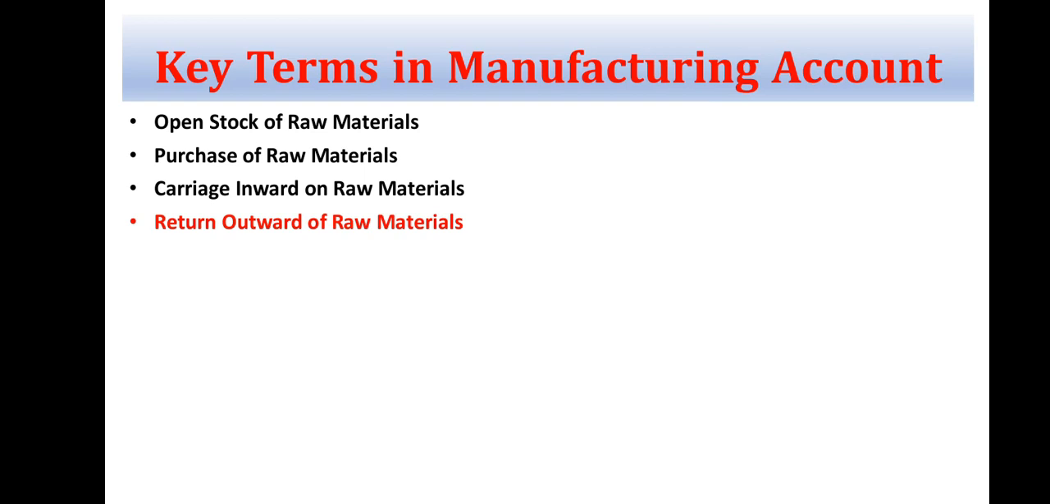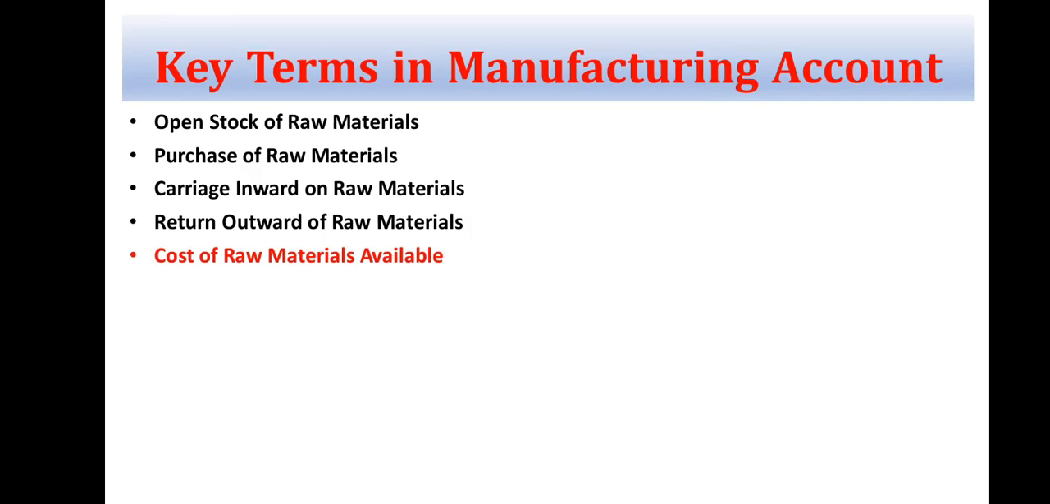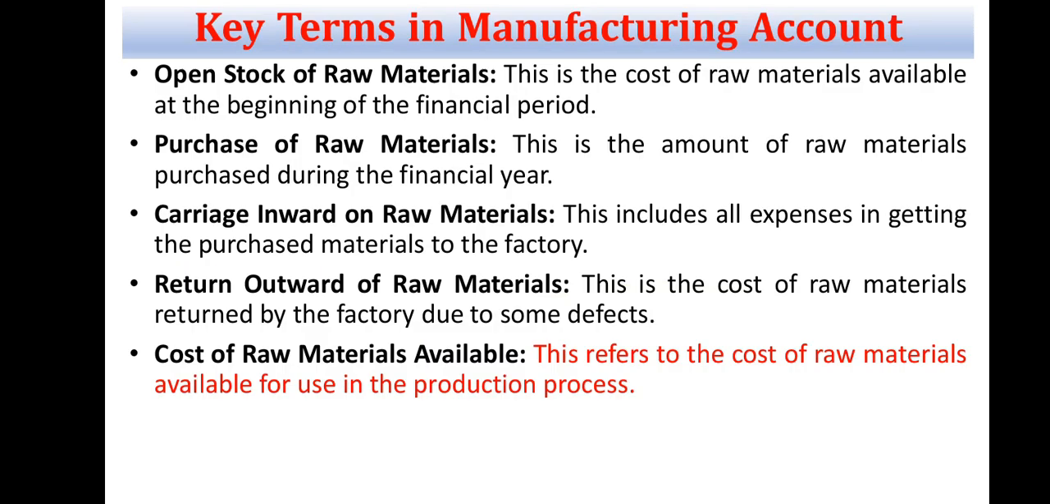So return outwards of raw materials is the cost of raw materials returned by the factory due to some defect, just like I said, maybe expired or damaged in transit, back to the supplier. If we remove the amount of return outwards, then the next one you have is cost of raw materials available. That is the total amount of raw materials that we now have available and stored. This refers to the cost of raw materials available for use in the production process. So from these materials, they will start producing.